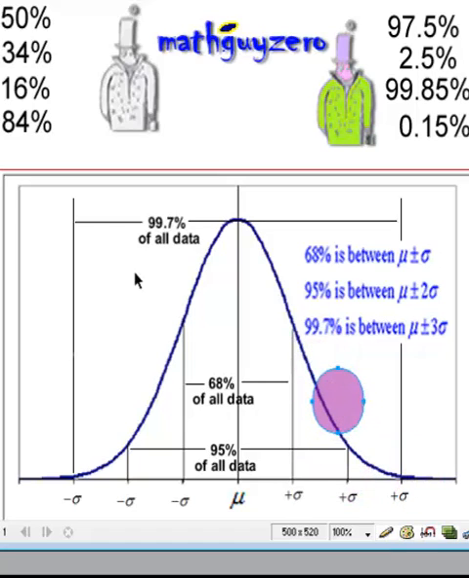The second rule is plus or minus 2 standard deviations. That means 95% of the data is under this part of the curve. So that means that this chunk right here is 2.5%, as is this chunk over here. That is 2.5%.